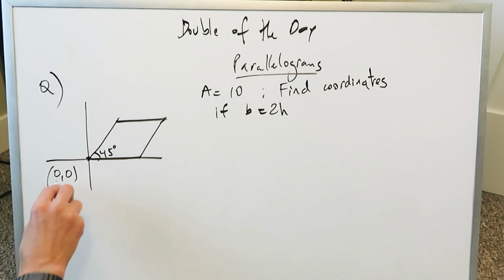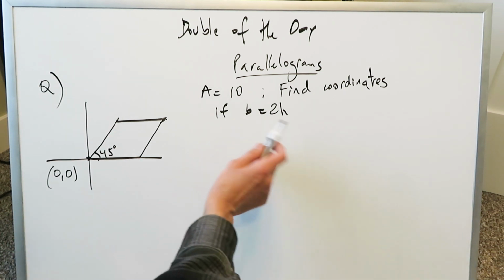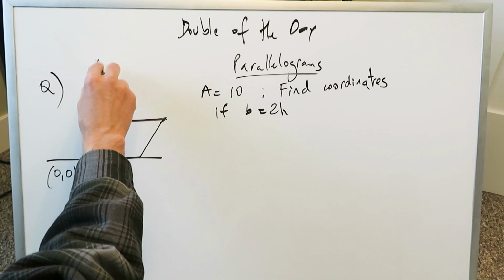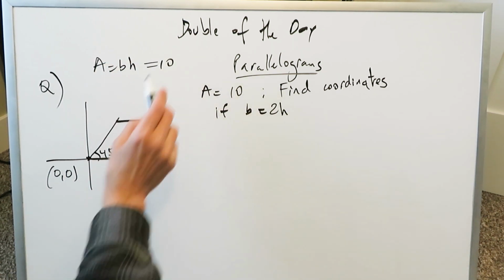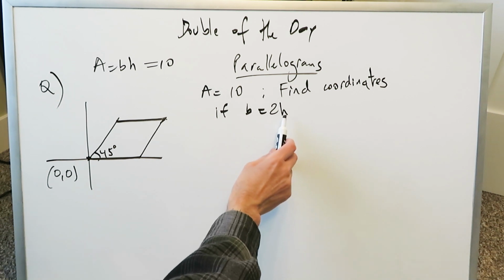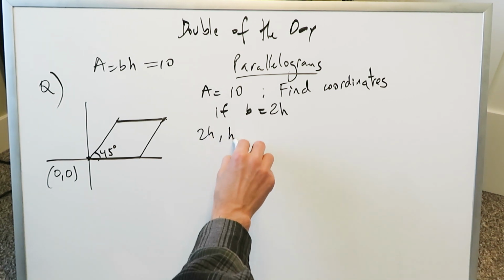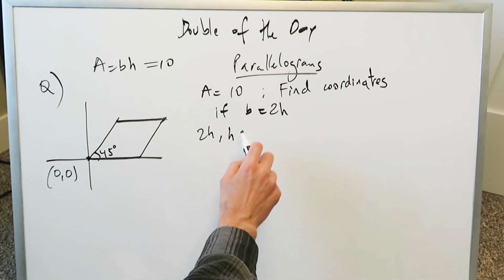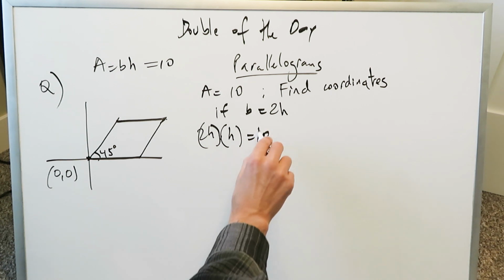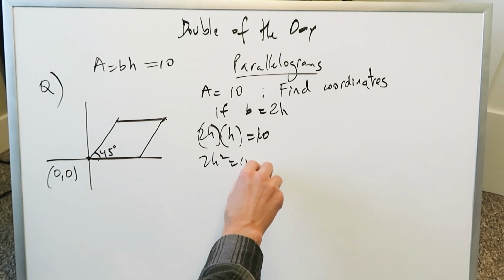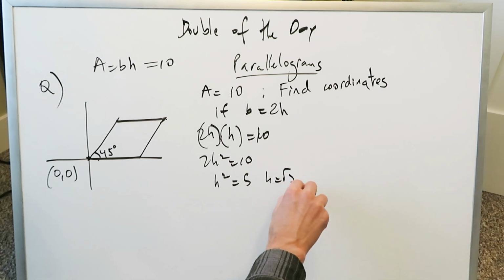The first coordinate is easy. It's 0, 0. That's done. We have to now find the remaining three. How can we do all of this? We know the area is always equal to base times height for a parallelogram, and in this instance is equal to 10. We know base is equal to 2 times height, so we can really have two dimensions, 2h and an h, the base and the height. These, if you multiply them, are equal to the 10, the area. Then you have 2h squared is equal to 10 and h squared is equal to 5. h is equal to root 5.